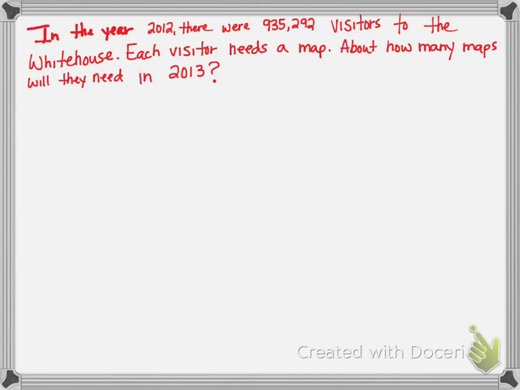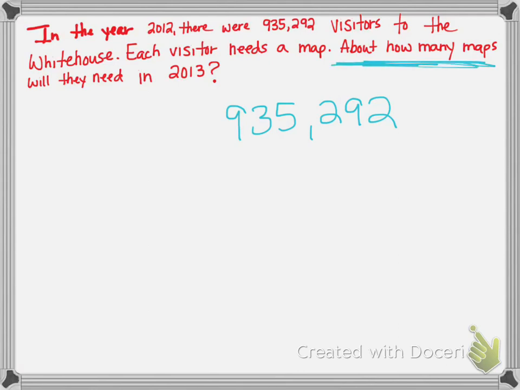So I don't want you to get confused with the years here. Those numbers don't really matter. We're just talking about 1 year and then the next year. The 935,292 is the number that we really need to focus on. So I'm going to go ahead and rewrite that number. 935,292.